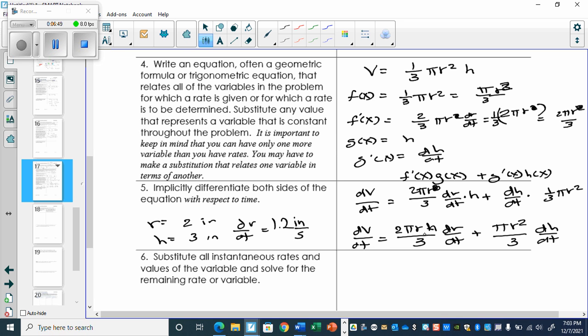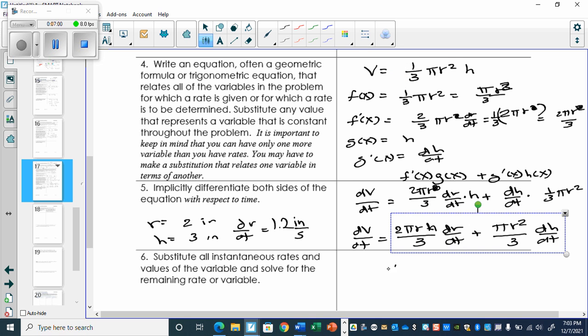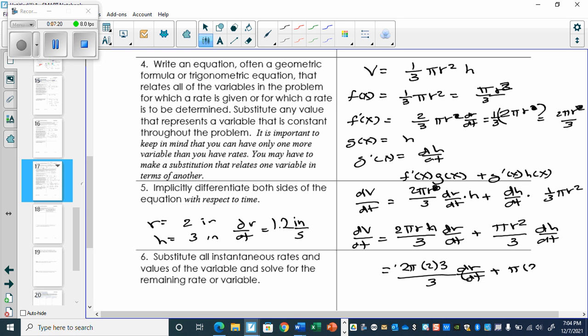why would you put this in terms of only one variable? So this is the conundrum I have here. If I plug this in, 2π, I have 2 times 3 over 3. I have no dr/dt. I have π, I have 2 squared over 3 times 1.2, that should be dh/dt.